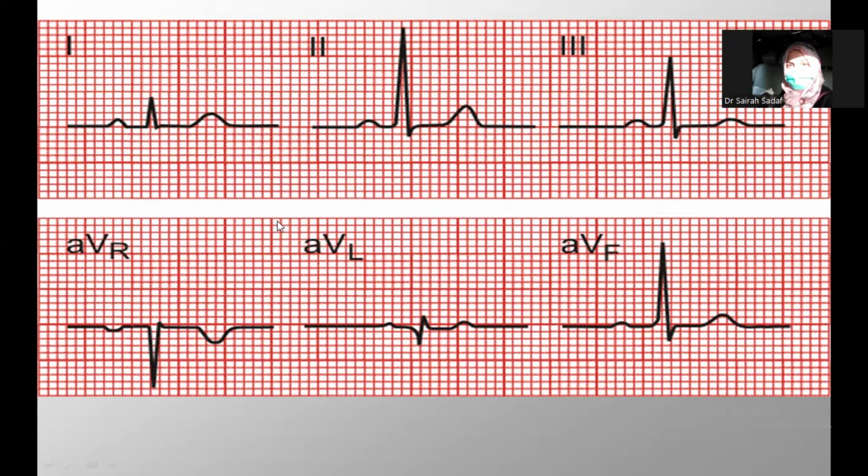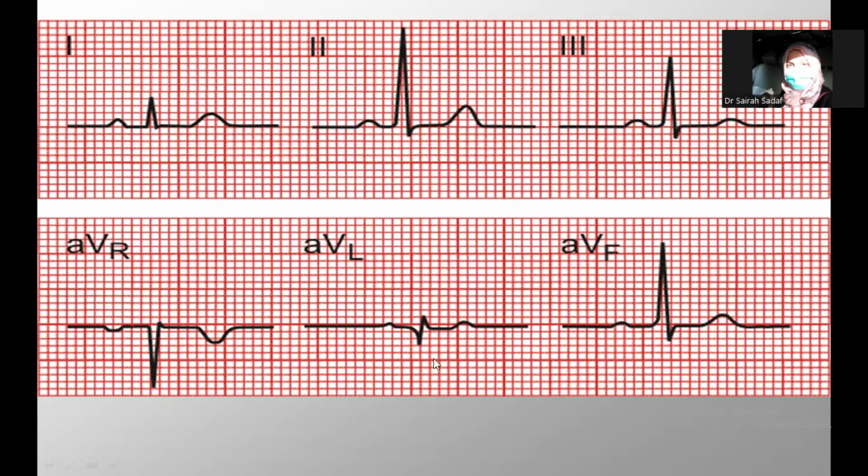Anyways, AVR. AVR is on the right. It tells you about the activity going on the right. So how will the QRS complex appear here? Negative. Why? Because the electrode that is recording AVR detects that electrical activity is going away from it. Of course, because the electrode is placed on the right side and electrical activity is going infralaterally, away from it.